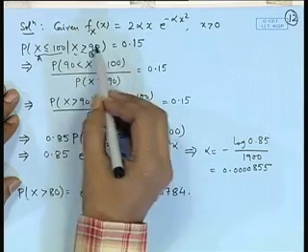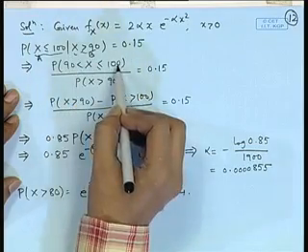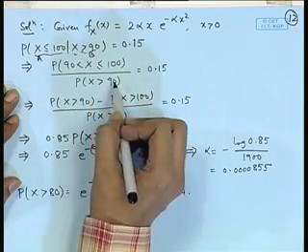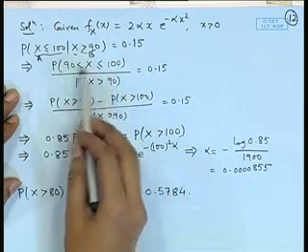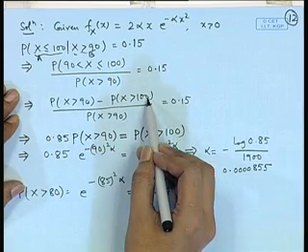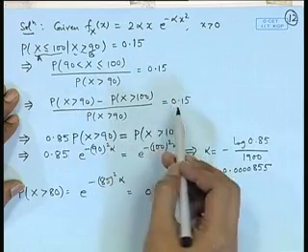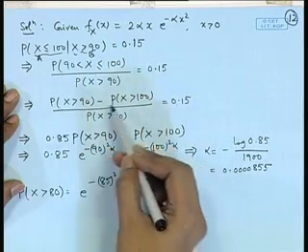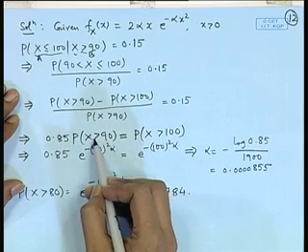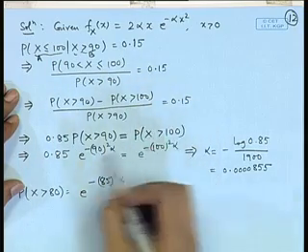So, probability of A intersection B becomes that x lies between 90 to 100 and probability of B is x greater than 90. So, the numerator is the difference of the reliabilities at 90 and 100 hours divided by the reliability at 90 hours. We can simplify these terms. So, it is 0.85 probability x greater than 90 is equal to probability x greater than 100.